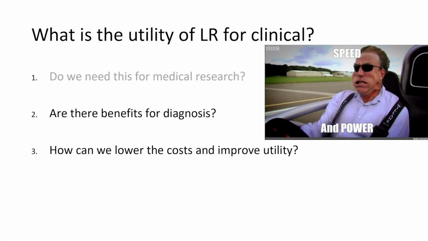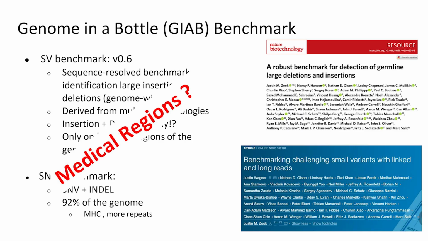Are there benefits for diagnosis? Well, the short answer is kind of yes, but it's hard to assess. What we often do, especially in the center and a lot of other groups as well, is look at genomic benchmarks and how well these can be resolved with different technologies. Right now we have basically two big benchmarks available from Genome in a Bottle, the SV benchmark and the SNV benchmark. While the SNV benchmark integrates a lot of the genome, like 92%, it still falls short in certain regions, such as SMN1 and 2 or other tandem repeats.